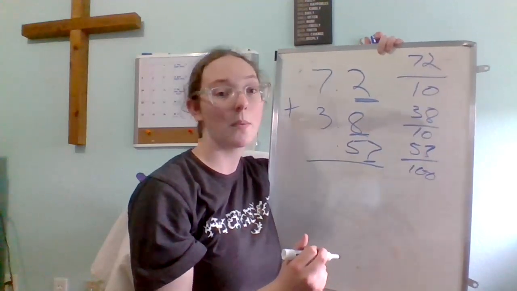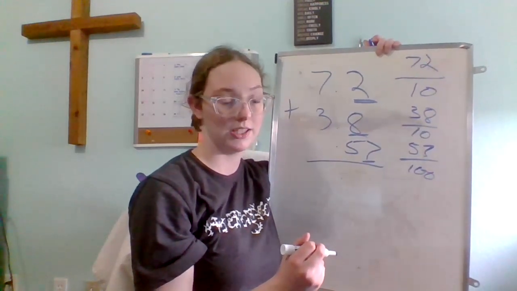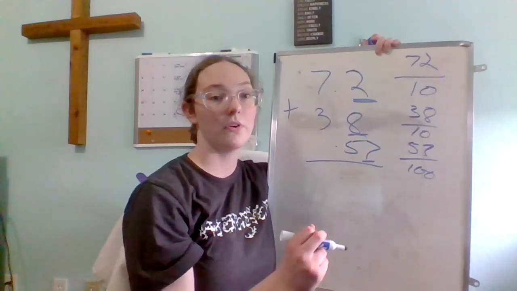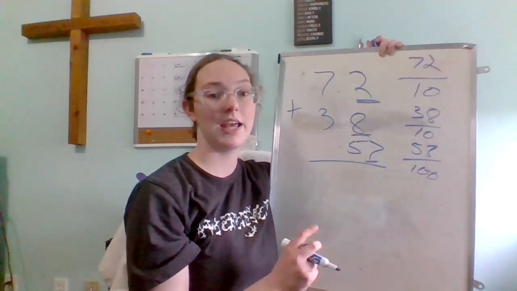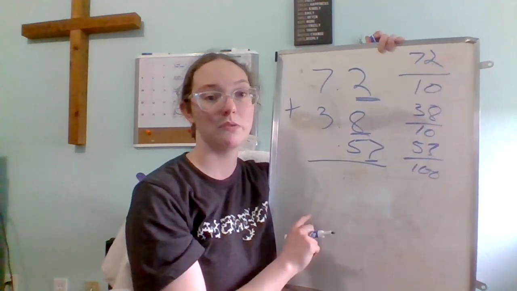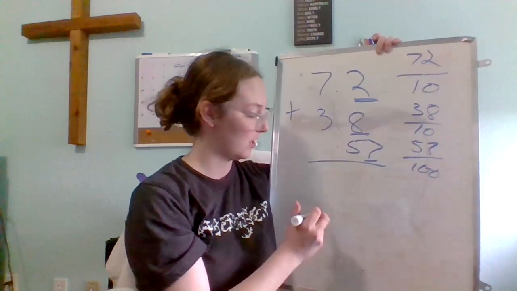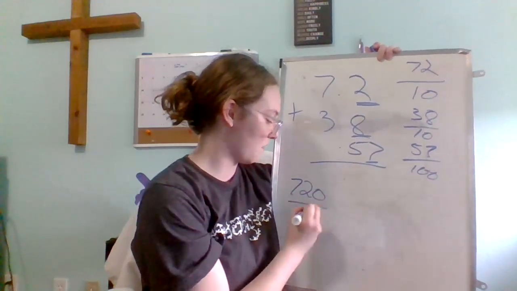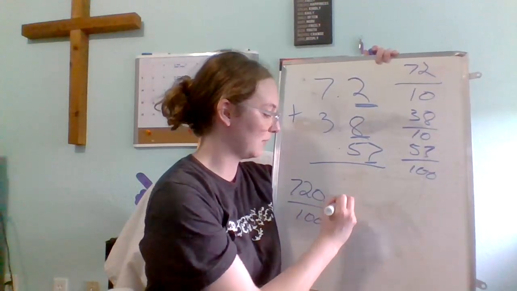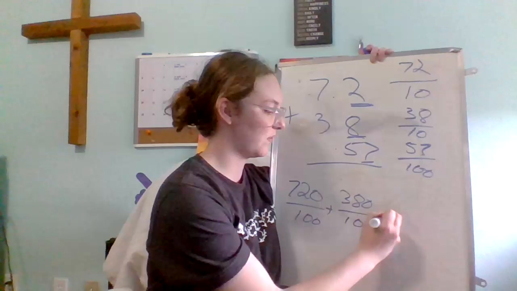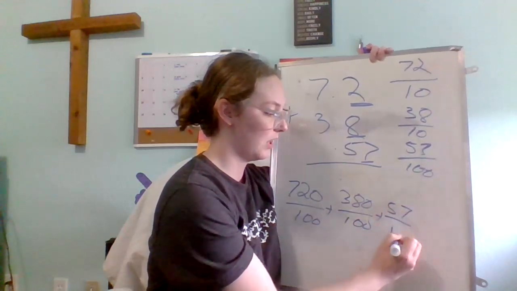Now you would find the common denominator for each of these fractions. The common denominator would be 100. So for each problem you would multiply 10 times 10, which would equal 100. So then you would have to multiply the top by 10 also. So the first problem would be 720 over 100 plus 380 over 100 plus 57 over 100.